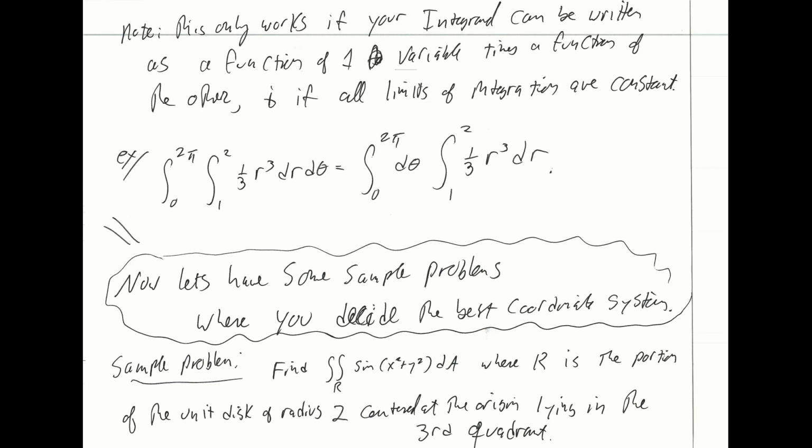So for the first sample problem, I'm going to ask you to find the double integral over a region R with the integrand equal to sine of x squared plus y squared. And R is going to be the portion of the disk having radius 2 centered at the origin, and I want that portion of this disk that lies in the third quadrant. So go ahead and pause the video, give that some thought, and we will present a solution presently.